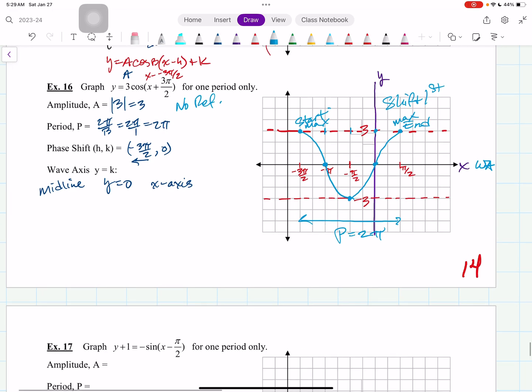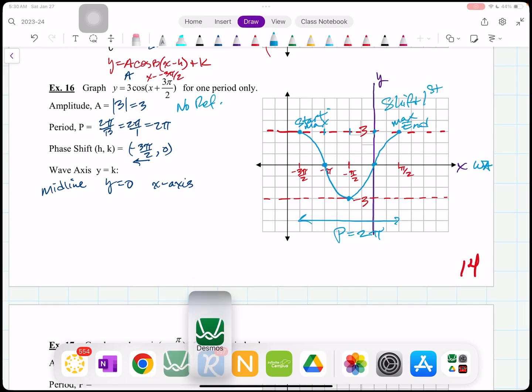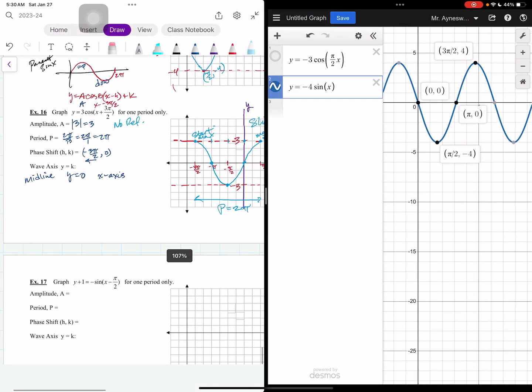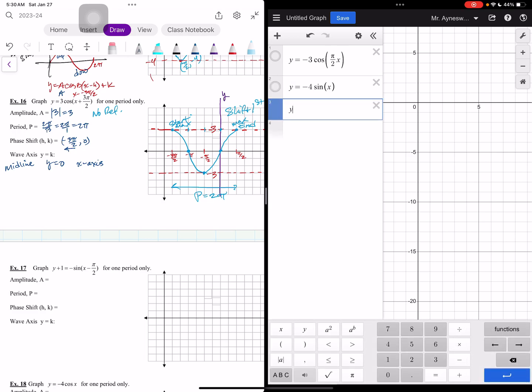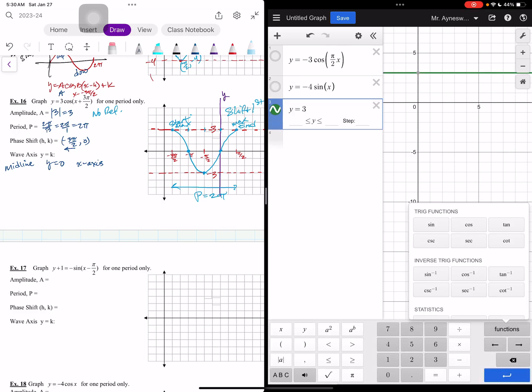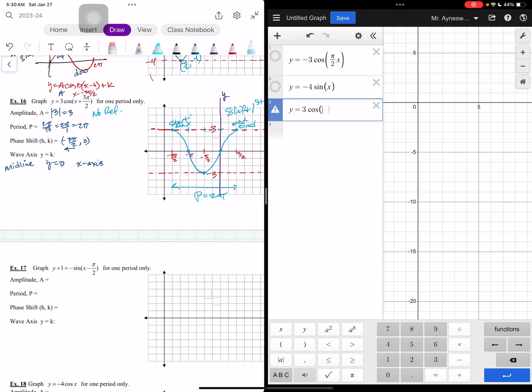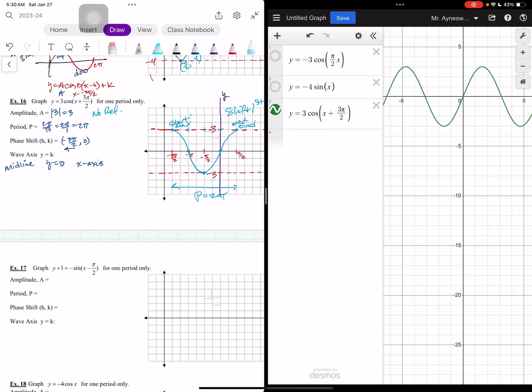Now we better check this one, okay? So check this out. Let's go bring in Desmos one last time. All right, and let's check our graphing here. So turn off the other one, and let's plot this one. So y is equal to 3 cosine, okay, of x plus 3 pi over 2. All right, and let's see if we were right.